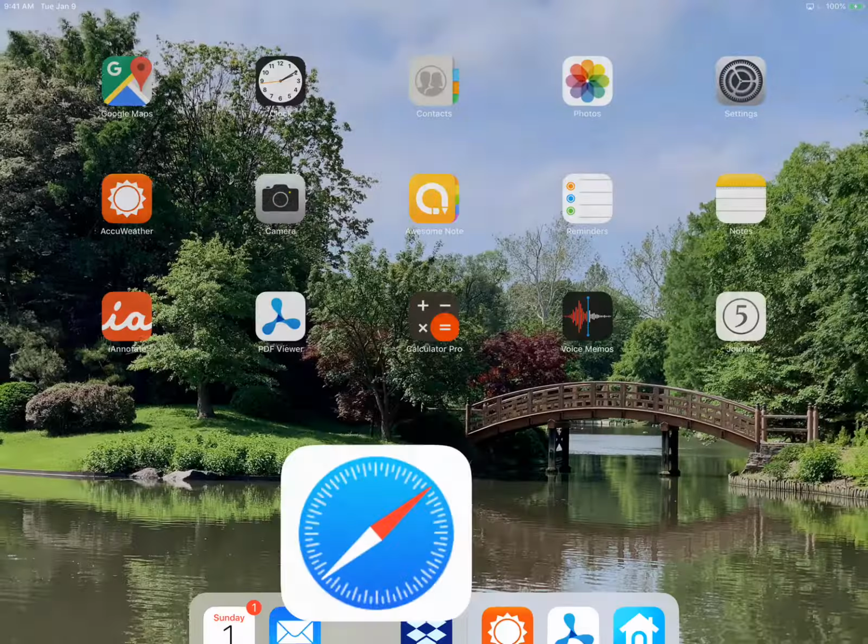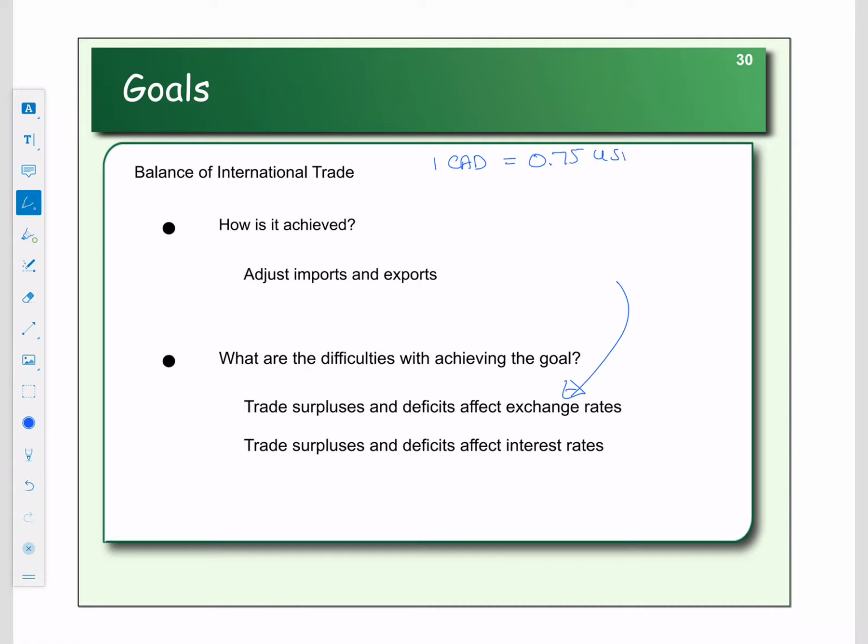All right, so let's go back. So right now, 1 Canadian dollar is equal to 75 cents US. And that means 1 US dollar is equal to 1 divided by 0.75. Right, that's that 1.33 Canadian. So if you had 1 US dollar, it would buy $1.33 worth of Canadian goods. And if you had 1 Canadian dollar, it would buy 75 cents worth of US goods.